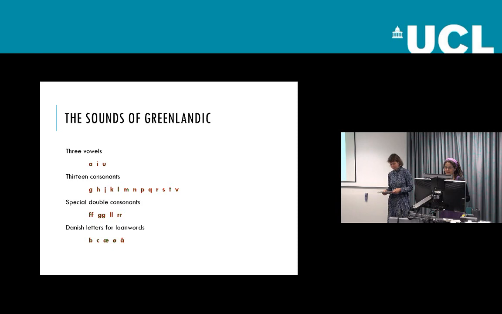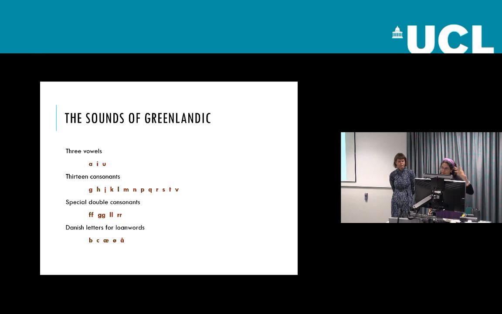And then you've got 13 consonants, which is also quite a small number. So as you can see here, the whole system is quite easy in terms of learning to pronounce Greenlandic and learning to read and write. There are no diacritics except for in the loan words, which we'll get to in a minute, and it's all quite limited in terms of what you have to remember in terms of sound.